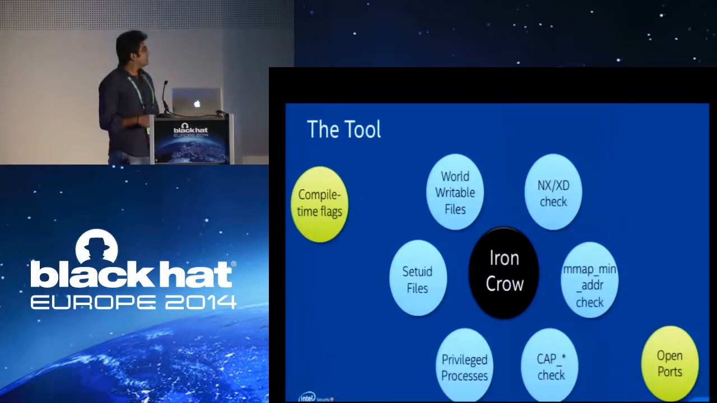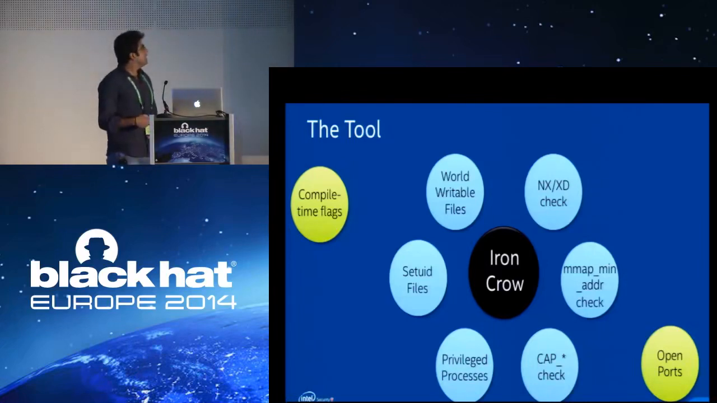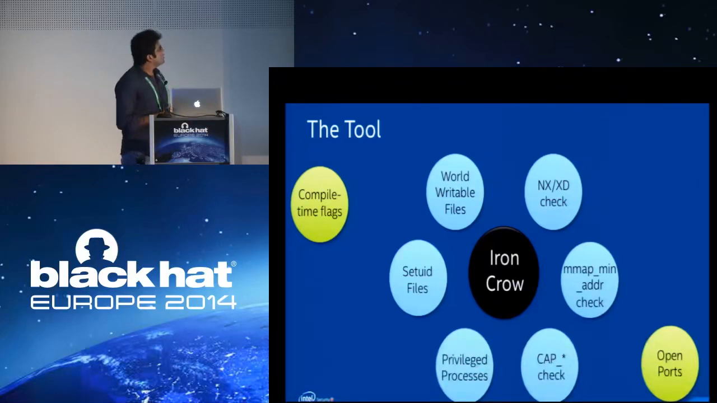Moving ahead, our tool also does other checks on the left. We check for world writable files, which can uncover vulnerabilities like the Samsung Exynos vulnerability. Then you have a check for setuid files. You also have a check for privileged processes. Here we mean that you should have a whitelist of which processes are allowed to execute as root or system.